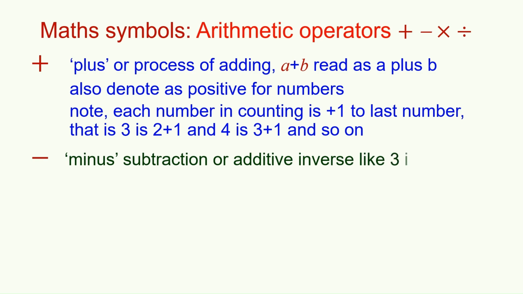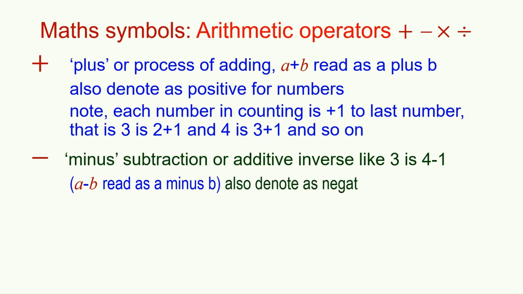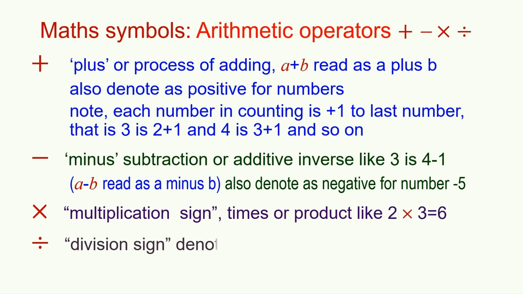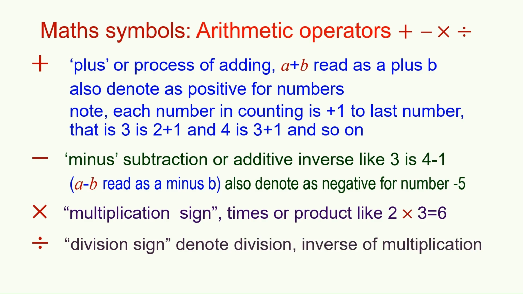Minus is subtraction, or it is the additive inverse. Like 3 is 4 minus 1. A minus B is read as A minus B, also denoted as negative for a number, such as minus 5. Times is the multiplication sign, times or product, like we use it in 2 times 3 is equal to 6. Divided by is the division sign and denotes division, which is the inverse of multiplication. 6 divided by 3 is 2, or 6 divided by 2 is 3.